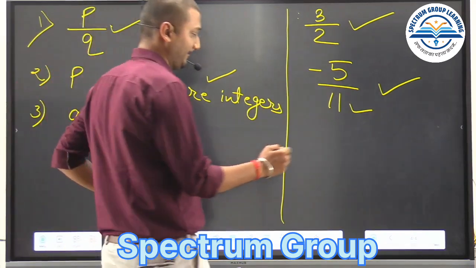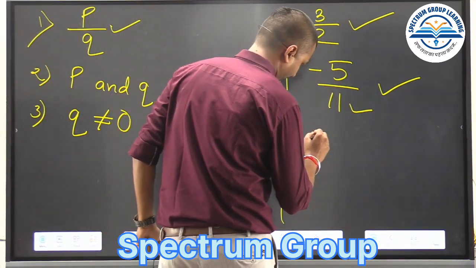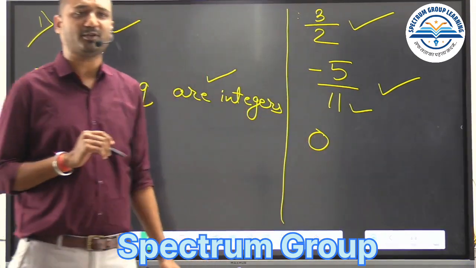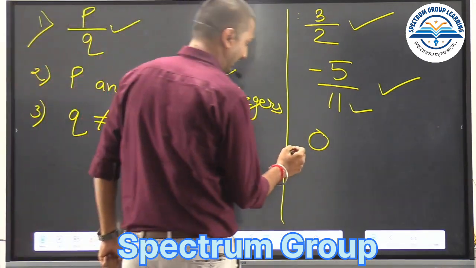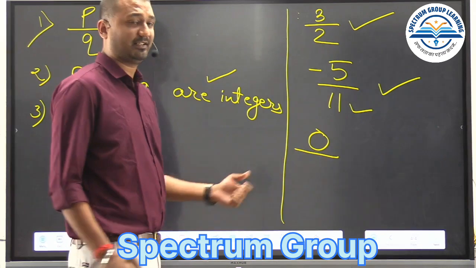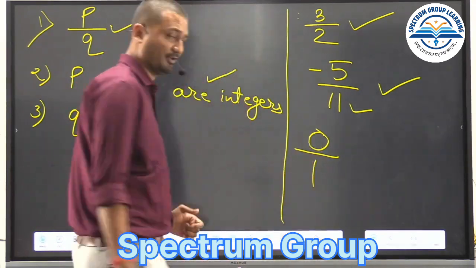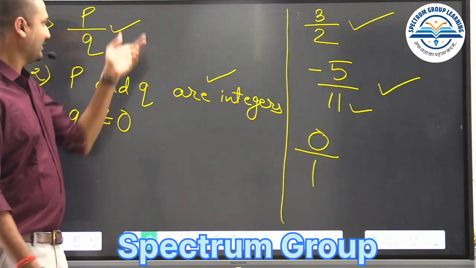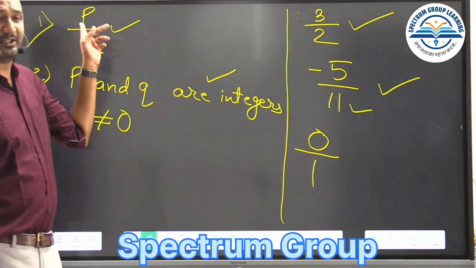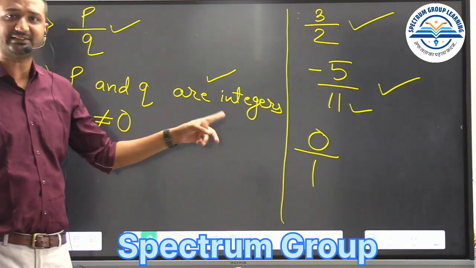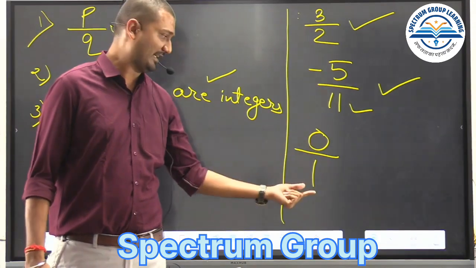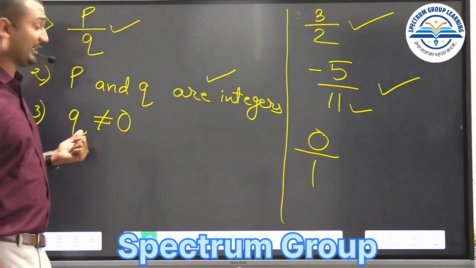Now tell me one thing. Is 0 a rational number or what? Yes, 0 is a rational number. If in the denominator no value is there, we will consider 1. Now we will check this number from these values. It is written in the form of P by Q. Yes. Second condition, P and Q both are integers. Yes, it is a neutral integer. It is a positive integer. Third one, Q is not equal to 0.